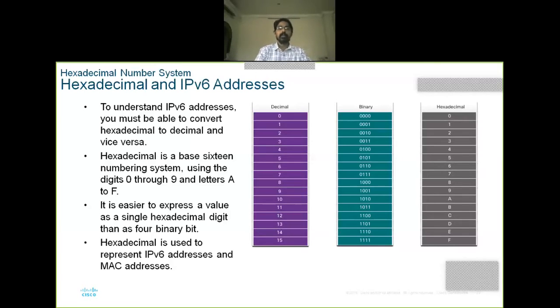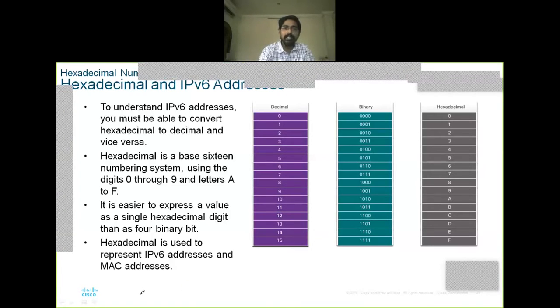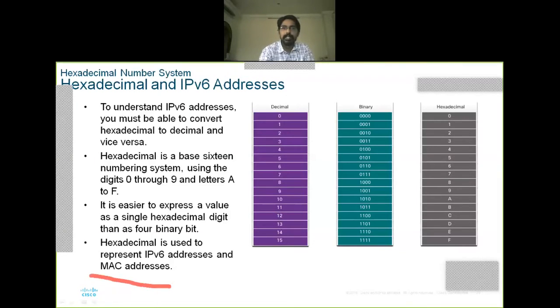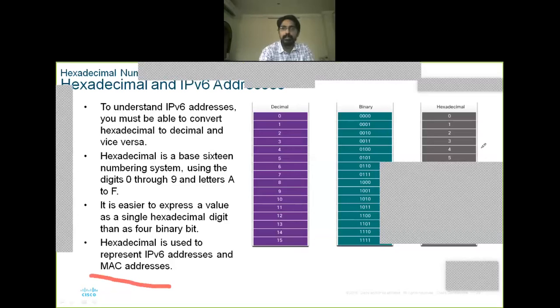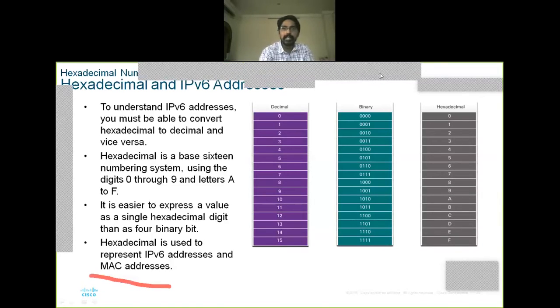Right? So why is there an importance of using this hexadecimal system? Because we will use the hexadecimal system for MAC addresses. For IP addresses we will use binary. For MAC addresses we will use hexa. Right? For MAC addresses we will use hexadecimal format.